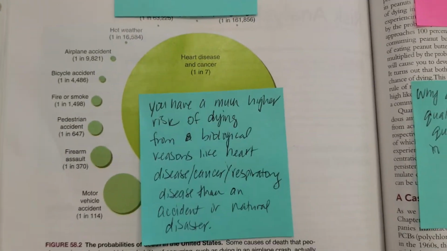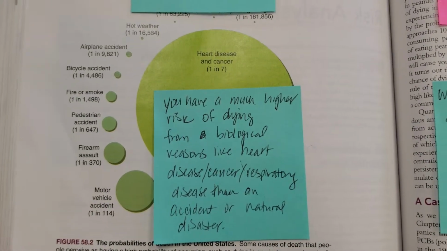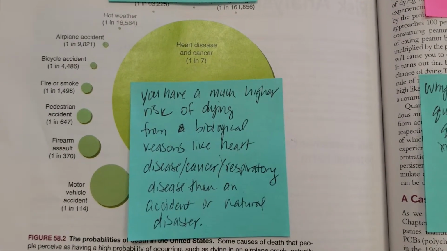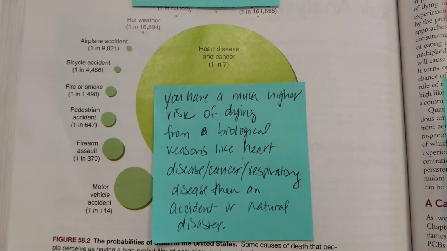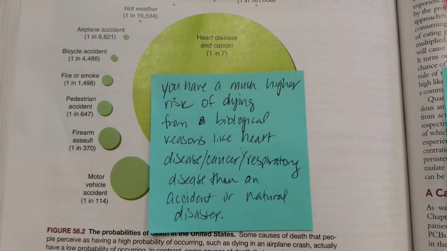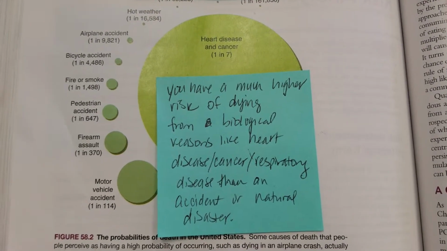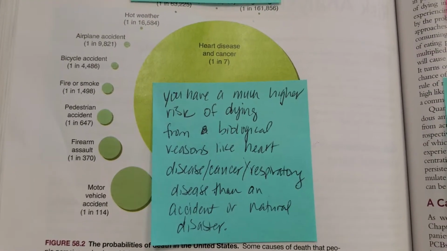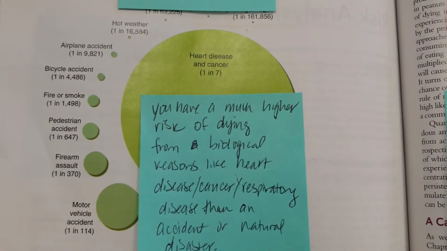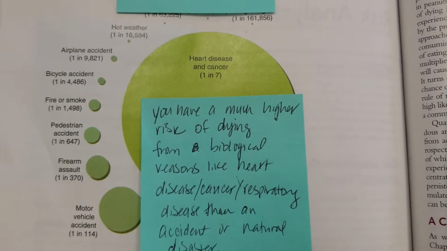And then if you look at this figure, this just shows where the risks lie. So we might think that flying in an airplane is taking a lot more risk than maybe driving in a car. But if you look at this, riding in a car, you have a 1 in 114 chance of dying in a car, or getting in an accident anyways. But an airplane is 1 in 9,821. So quite a bit of difference.